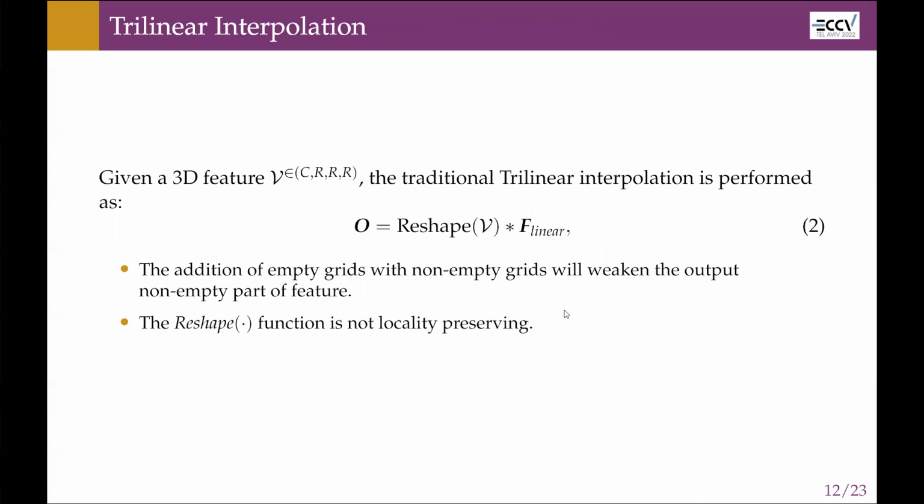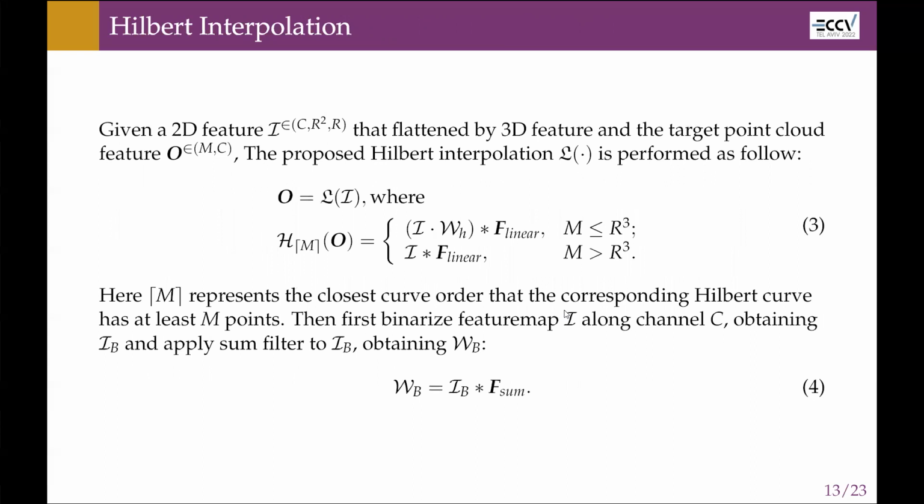Then let's see the interpolation module, which is used to combine the 2D image with 1D point clouds. We first review the trilinear interpolation process, which consists of a reshape function and an interpolation kernel. However, this process emphasizes the empty grid, and the reshape function is not locality preserving. To overcome the two problems, we propose Hilbert interpolation, which has a weight to emphasize the non-empty grid, and the reshape function is replaced by the Hilbert flattening, which is locality preserving.